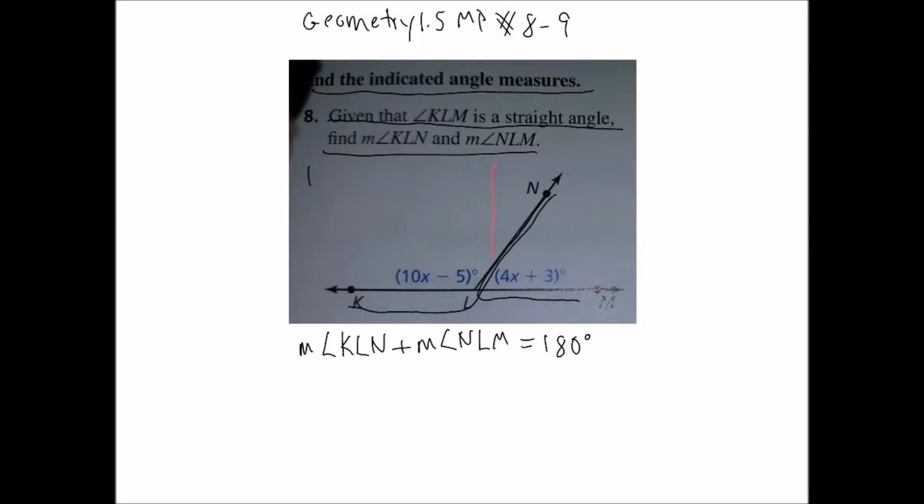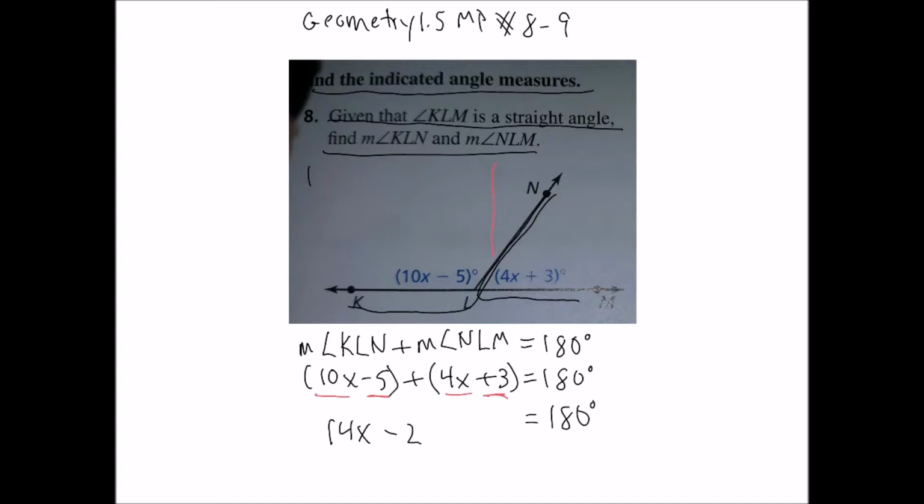must be 180 degrees. And we can substitute these two expressions that were given, 10x minus 5 and 4x plus 3 in there. So first, we're going to take the 10x and the 4x and combine those to make 14x. Then we're going to combine the negative 5 and the positive 3 to get a negative 2. And that's going to equal 180 degrees.